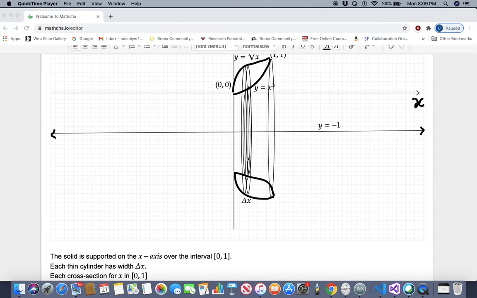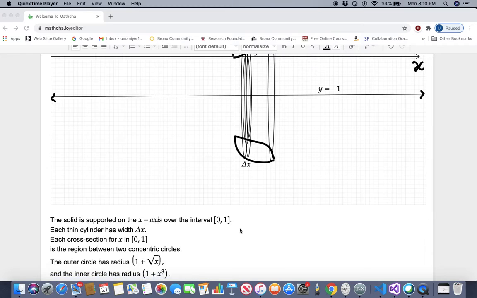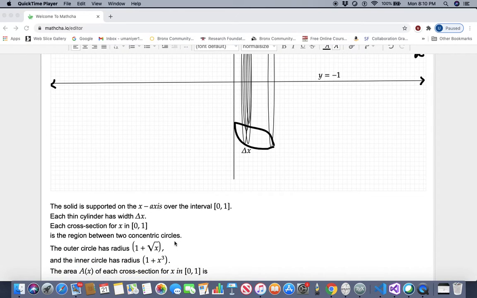Okay, let's understand this solid. So look at that. We have vertical cross sections. Those cross sections go from 0, 0 until 1, 1. So you're going over the x-axis on the closed interval 0 to 1. The width of each sliced cylinder, those are called washers, by the way, is delta x. Each cross section for each x is a region between two concentric circles.